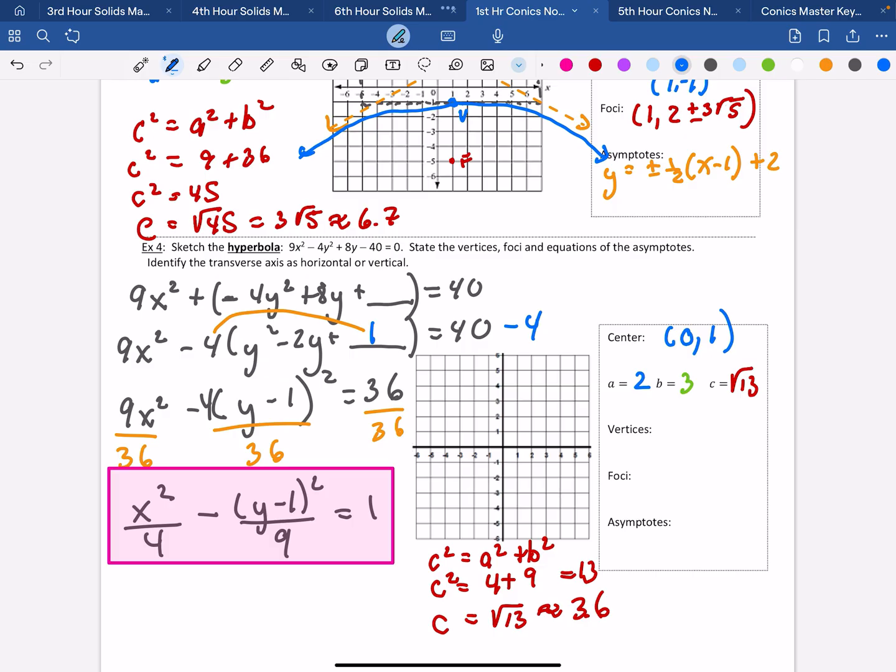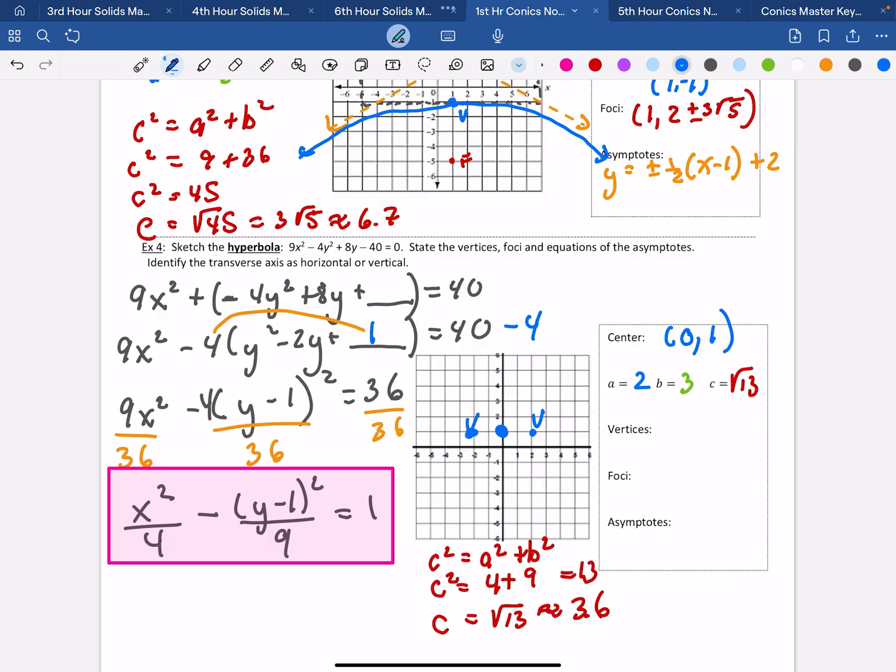All right, 0, 1, ready? X is 0, Y is 1. There is the center. Take your A value. It's going to be along the X. Make sure you go 2 to the left, 2 to the right from that point. I have a point here. There's my vertex. 1, 2 this way. There's my vertex. Okay, 1 right there.